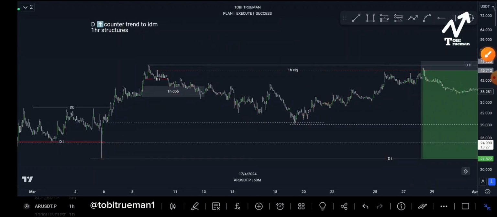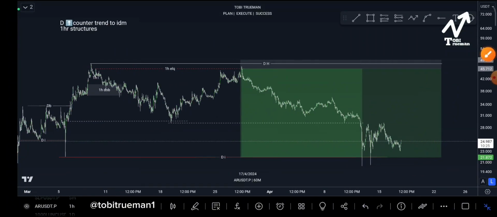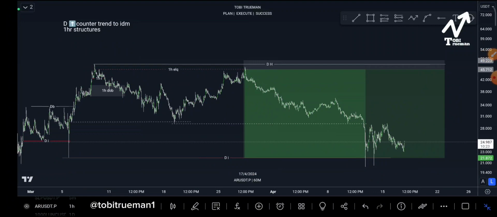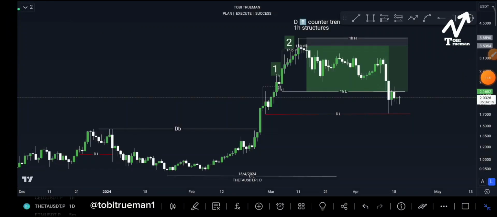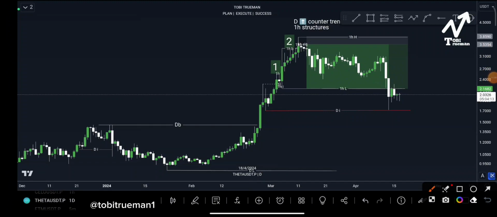So these are many other examples. This is just how our entry model works when it comes to trading counter trend. Let me see if I can find another example. Okay, this is another example we can take a look into.